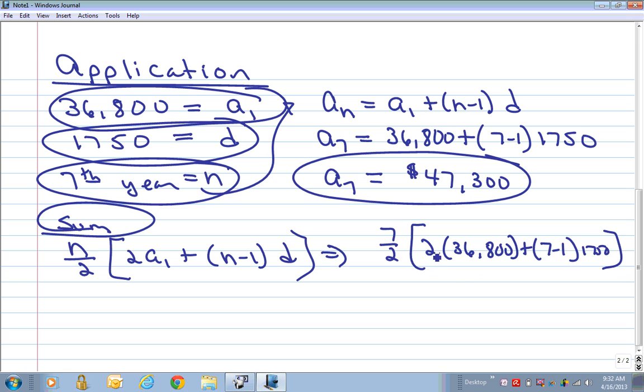If it were me, I'd make sure I do 2 times 36,800. I'd make sure this 7 minus 1 is 6, so 6 times 1750. I would find those separately, then add them together, and then finally multiply by 7/2.